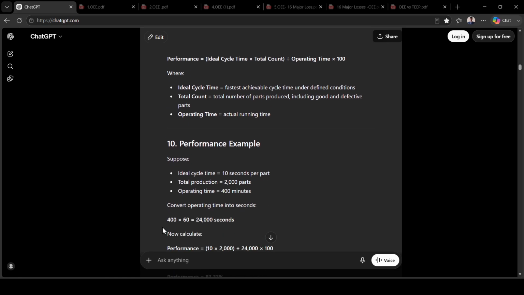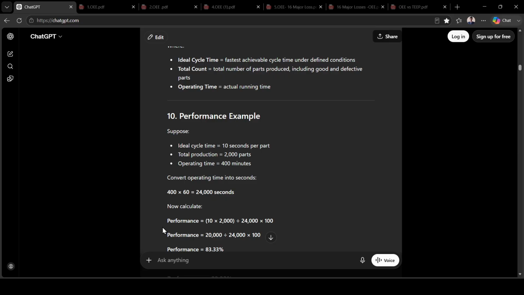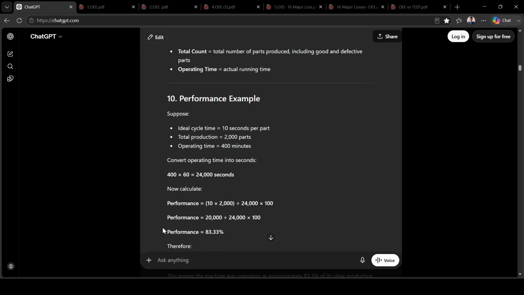For example, in performance, the ideal cycle time is 10 seconds per part. Ideal cycle time means the standard cycle time is 10 seconds per part. Total production equals 2000 parts. Operating time equals 400 minutes per shift. So convert operating time into seconds: 400 minutes times 60, so 24,000 seconds. Now calculate.